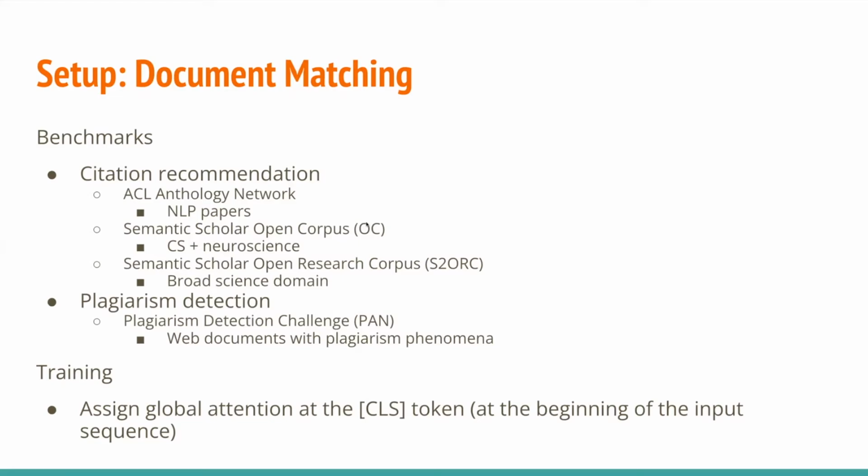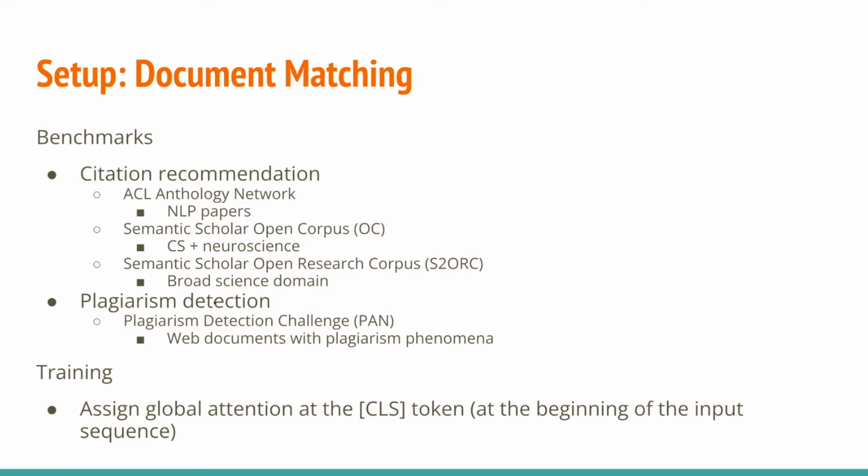Okay, let's step into the next experiment. So for the document matching, there are a few benchmarks. The first one is citation recommendation. For citation recommendation, they have 3 data sets. The first one is ACL Anthology Network, which contains purely NLP papers. And the second one is called the Semantic Scholar Open Corpus. So it contains computer science and neuroscience papers. The third one is S2ORC. So this is a pretty famous data set released by Allen AI. So it's a huge corpus, including broad science, many subjects of science papers.